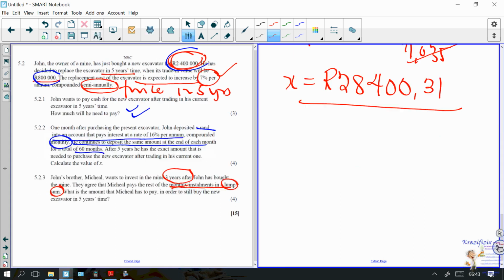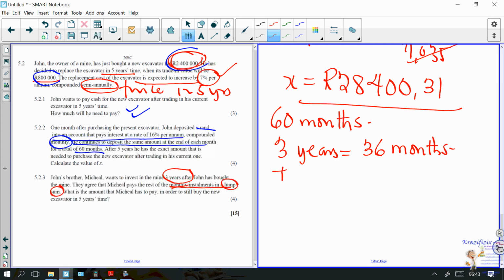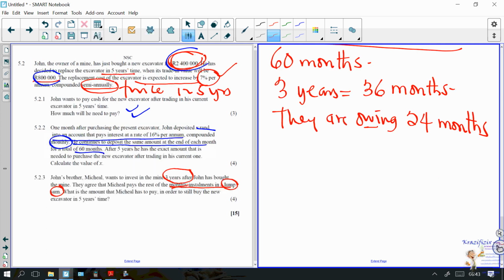All right, hold on. Remember, it was 60 months, 5 years. But now we're talking about what? They have made payments for what? 3 years. And 3 years would give you what? 3 times 12 would give you what? 36. So they have made payments for 36 months. They are owing for how many months? 24 months. Guys, once you think about owing, you use your PV now. The amount that is owed becomes a PV.